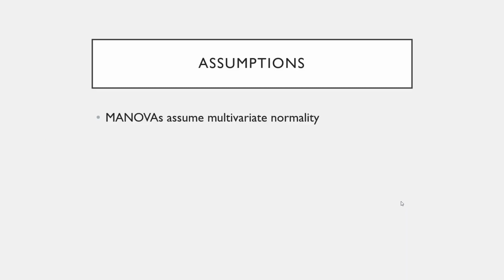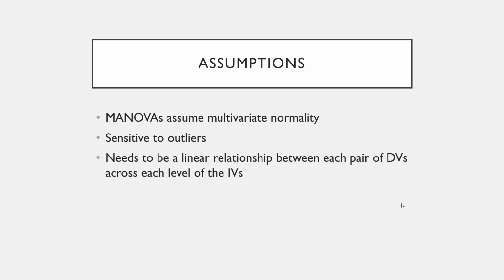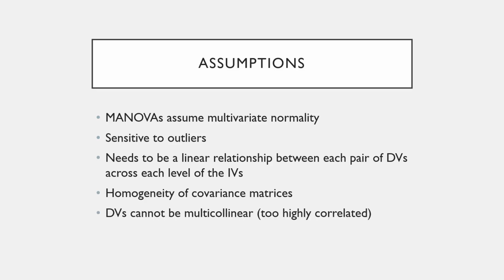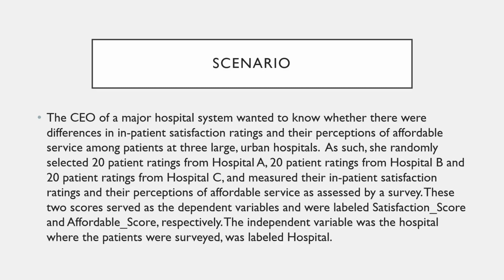MANOVAs assume multivariate normality. They're sensitive to outliers. There needs to be a linear relationship between each pair of dependent variables across each level of the independent variables. You need to have homogeneity of covariance matrices, and the dependent variables cannot be multi-collinear, which means too highly correlated with each other. So here's a scenario.